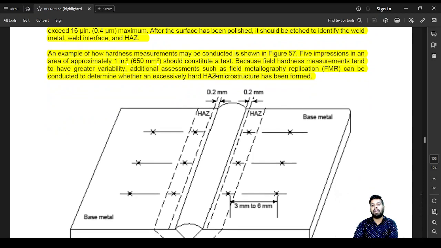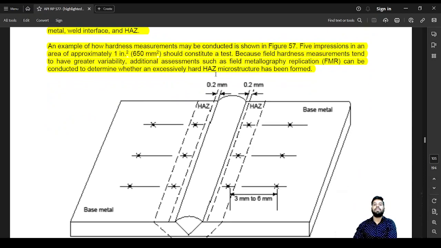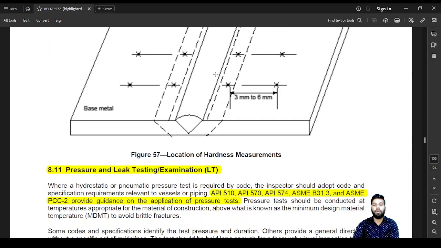An example of how hardness measurement may be conducted is shown in figure 5. Seven impressions in the area of approximately 1 inch should constitute a test because field hardness measurements tend to have greater variability. Additional tests such as field metallography can be conducted to determine the excessive hardness of the microstructure that has been formed. So you will take multiple readings, and once you get multiple readings, you will understand that the hardness value is changing.